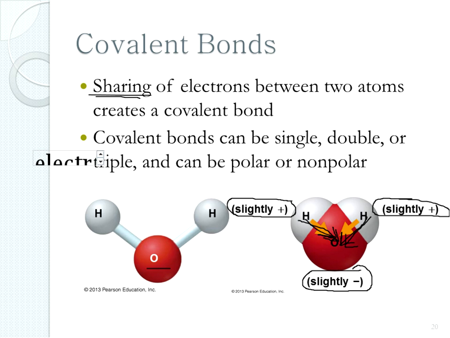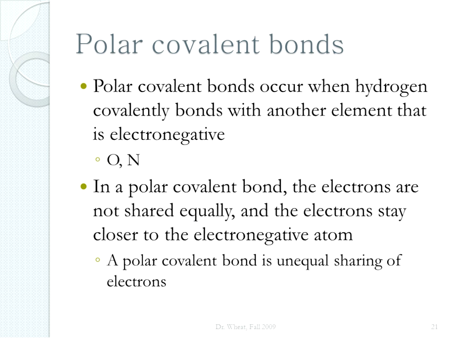So the sharing of electrons in water is unequal. We have this unequal sharing, and we call that a polar covalent bond. We have unequal sharing of the electrons because oxygen is electronegative, and that creates a polar covalent bond. So these polar covalent bonds occur when hydrogen creates covalent bonds with other elements that are electronegative, like oxygen and nitrogen. In a polar covalent bond, the electrons are not shared equally. The electrons stay closer to the electronegative atom. So we have unequal sharing of electrons to create this polar covalent bond.